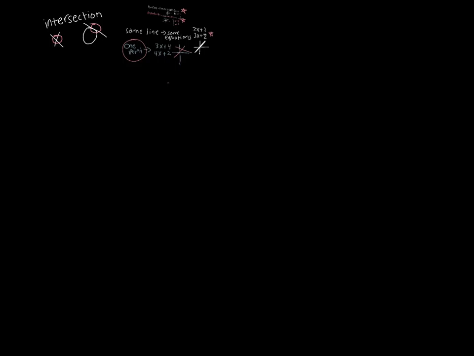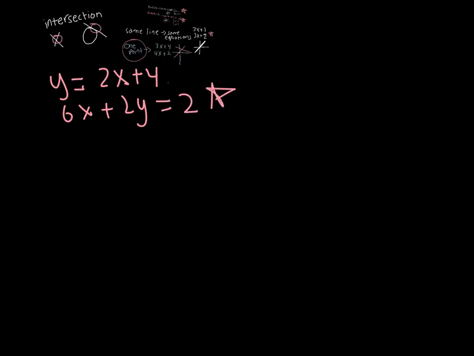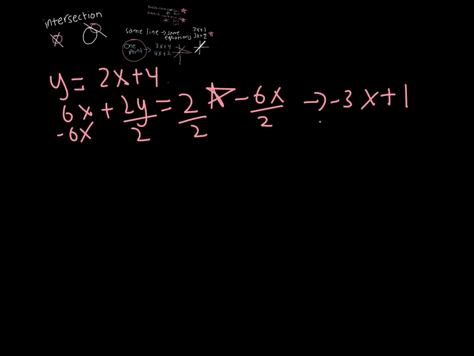Okay, now we're going to actually get to the intersection of two different lines. So let's say we have the line y equals 2x plus 4, and the line 6x plus 2y equals 2. What you want to do to this equation is get it into slope-intercept form, because it just makes our lives that much easier. So you subtract 6x from both sides, and then you divide by 2. And what you end up getting is -3x plus 1.